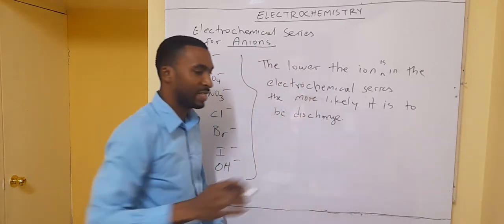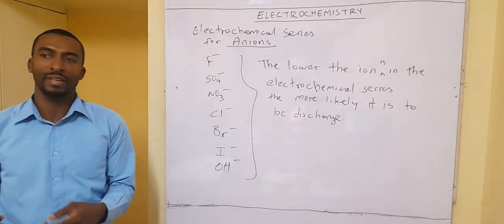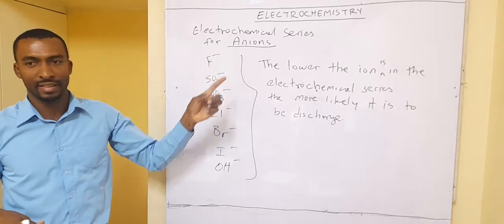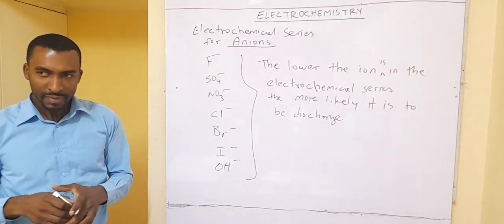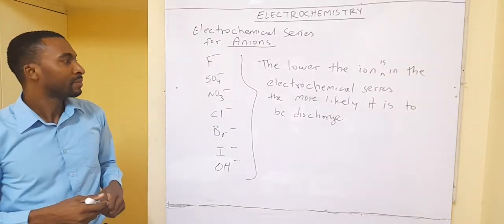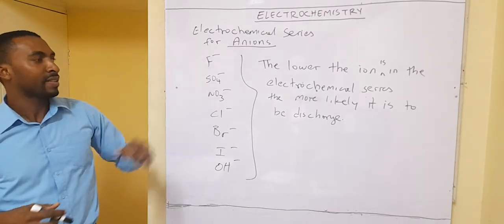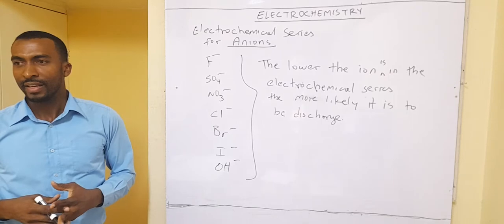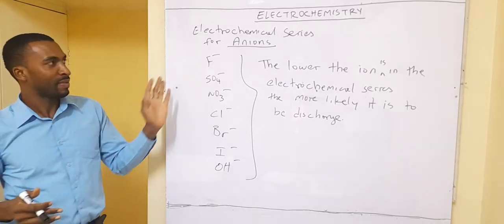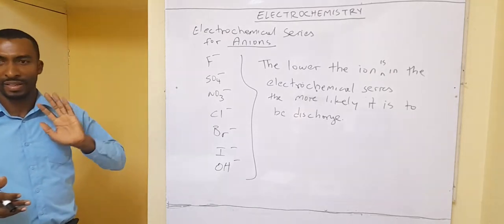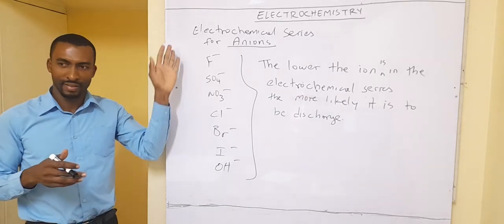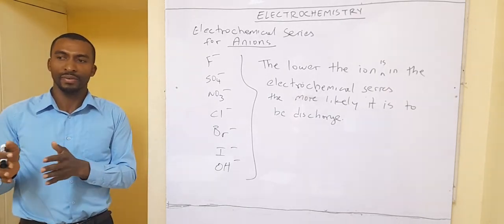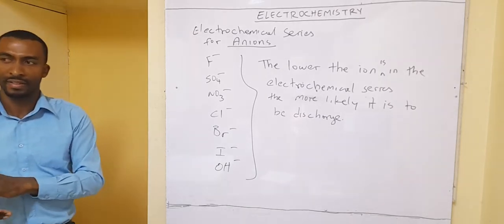And when we say discharge here, we mean the reaction taking place at the anode or the cathode. In this case, for the anions, it would be at the anode. Take this for the anions, and then I'm going to give you the equivalent series for the cations as well, because it's both of them. Remember that the electrochemical series for the anions gives reactions at the anode, but for the cathode, it would be the electrochemical series for the cations.